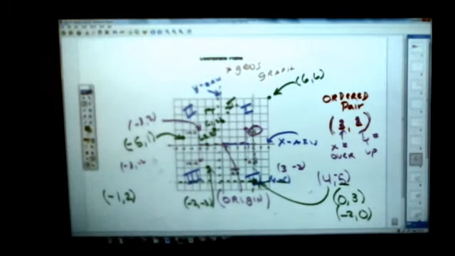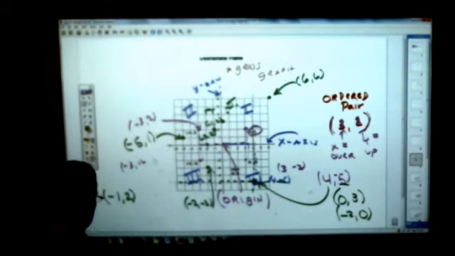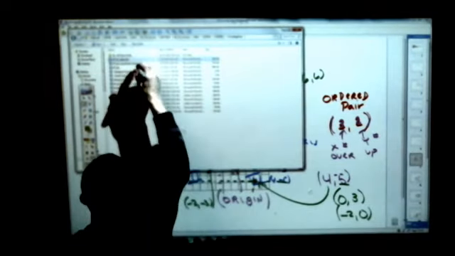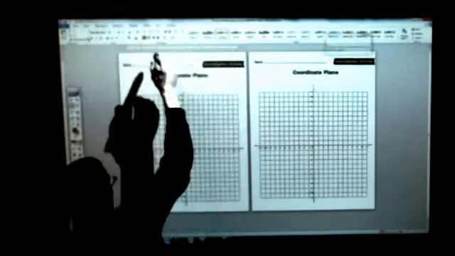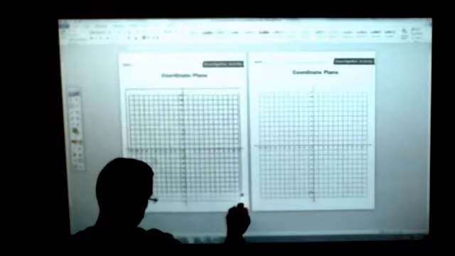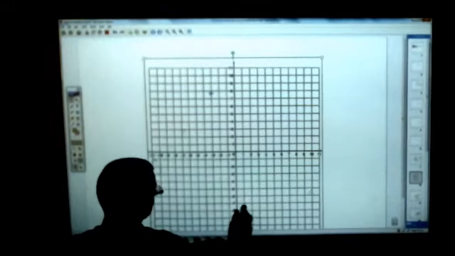Now, in order to give you a little bit of practice on this, let me fire this up here. If you look at just a little bit bigger here. That's not what I want. Nope. Try again. Try again. If you look at page, there we go.